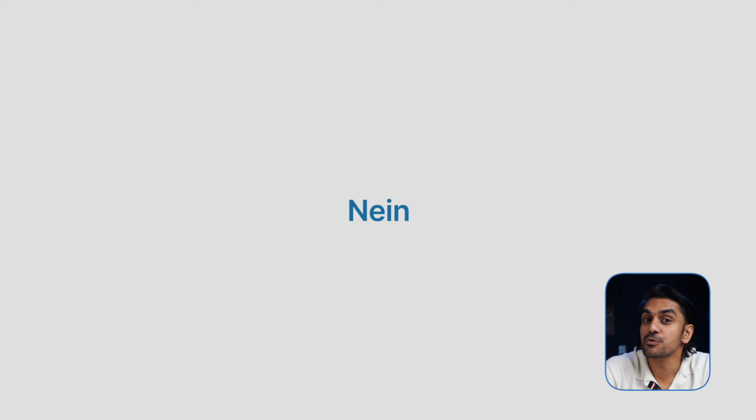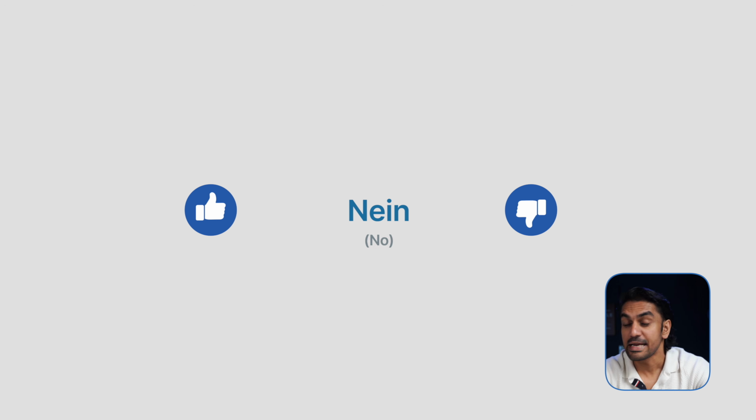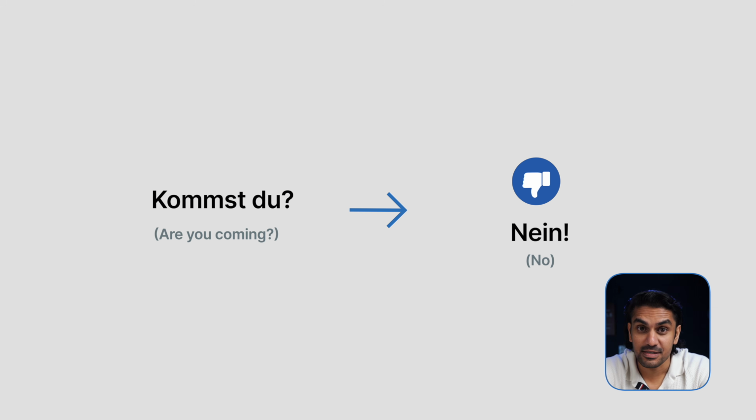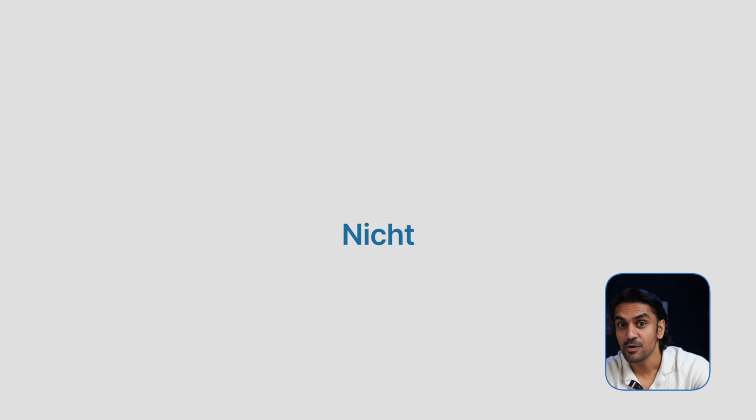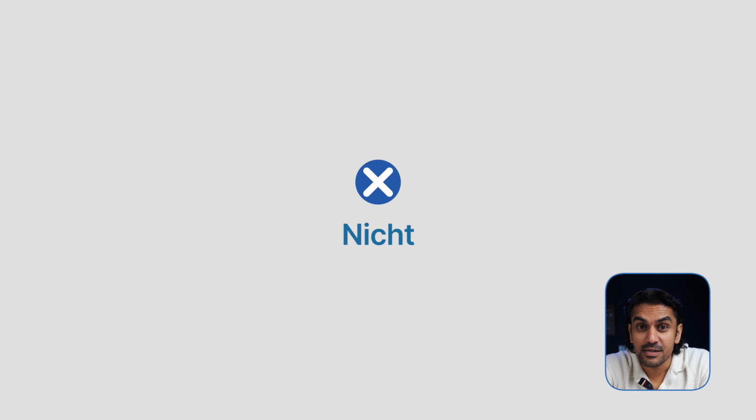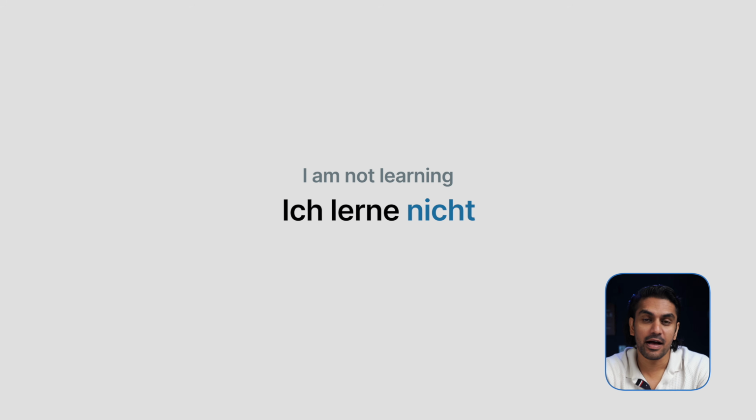"Nein" is what you use to simply answer a yes or no question. It means no and stands on its own. For example, "Kommst du?" Are you coming? "Nein." That's it. Short and simple. But "nicht" works inside a sentence and is used to negate it completely. You use it when you want to say something is not happening or not true. For example, "Ich lerne nicht." I'm not learning.